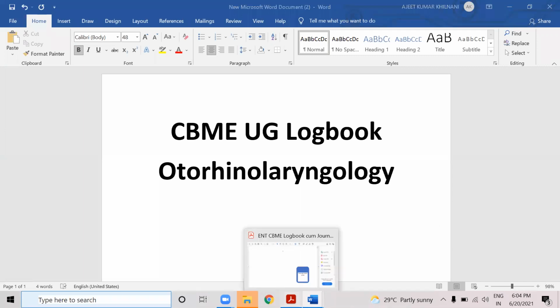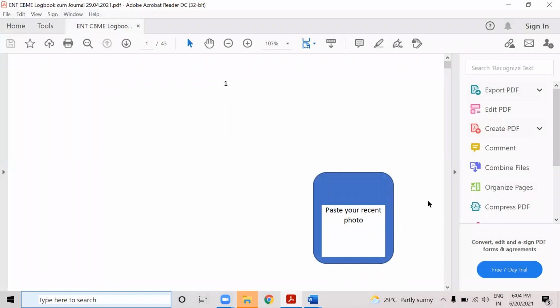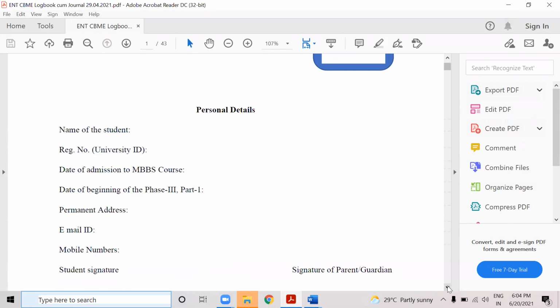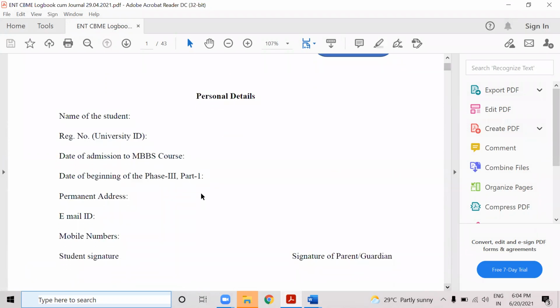So starting now, this is the first page, or the personal details page. Here we can keep the name of the college or the university, or if there is any logo of the college or university, that can be put here. And here the photograph of the student. Then there can be some personal details like name of the student, university ID or registration number, date of admission to MBBS course, date of beginning of phase 3 part 1, address, email, so contact details, and the student's and the guardian's or parents' signature. So this first page we can keep for personal details.